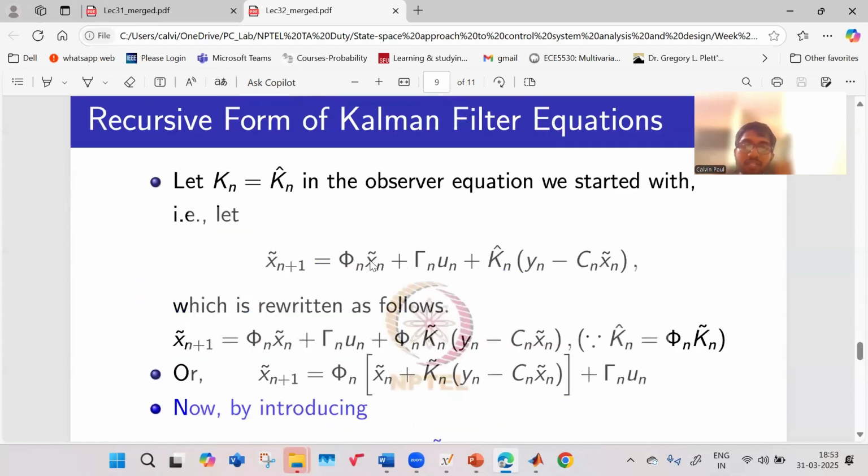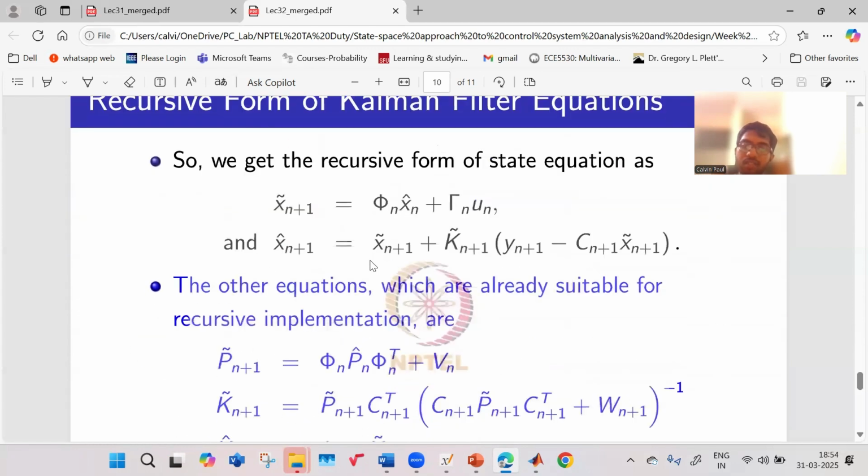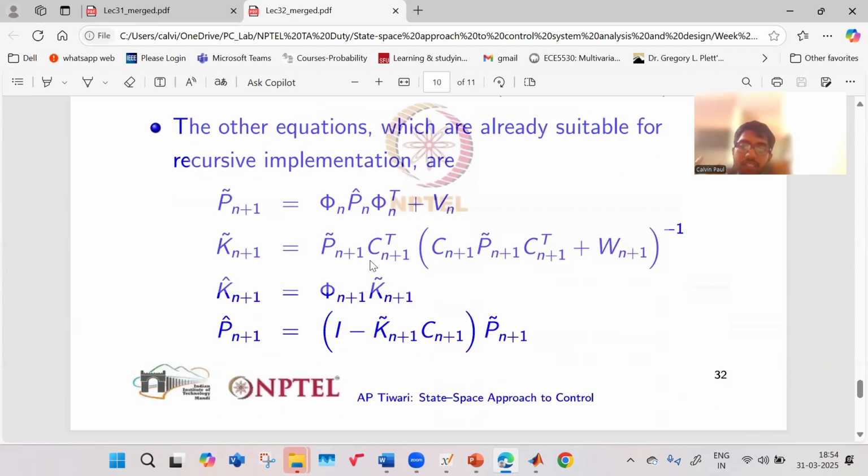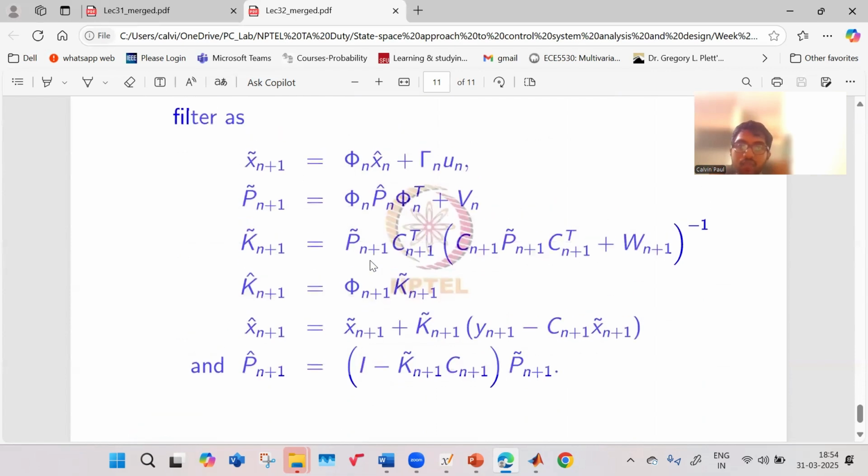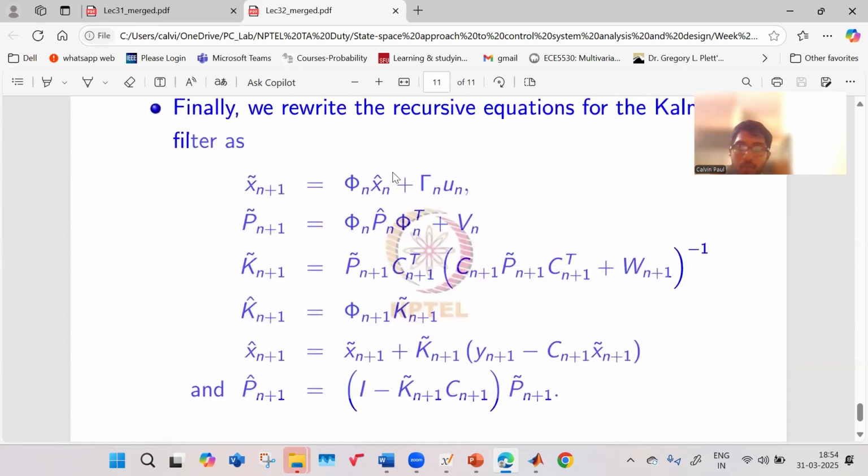So they found it in a recursive form, and the recursive form is very, very useful because we don't need to do the entire computation. We can take the previous estimated state and use that to predict the next estimated state. And the previous estimated state has all the information of the past, so we no longer need to store all the past information. That information is embedded in the previous estimated state or previous error covariance matrix, etc. So we just have to use this form of equation.